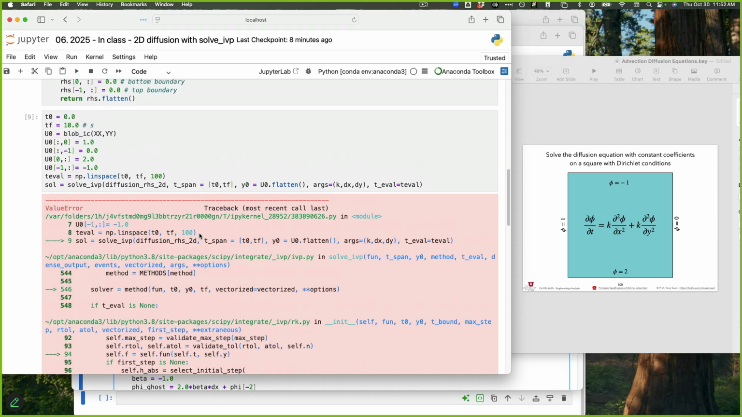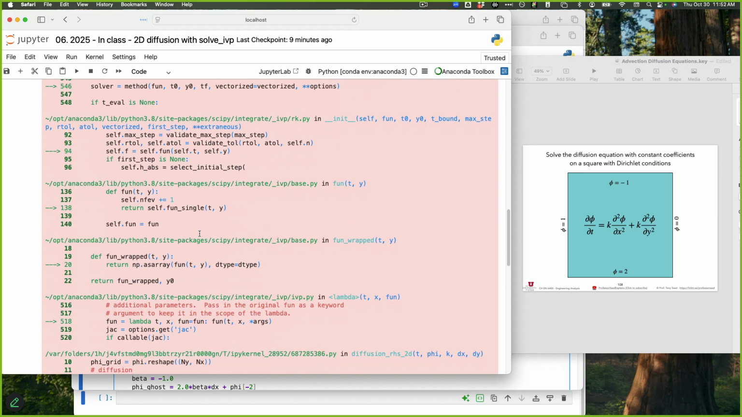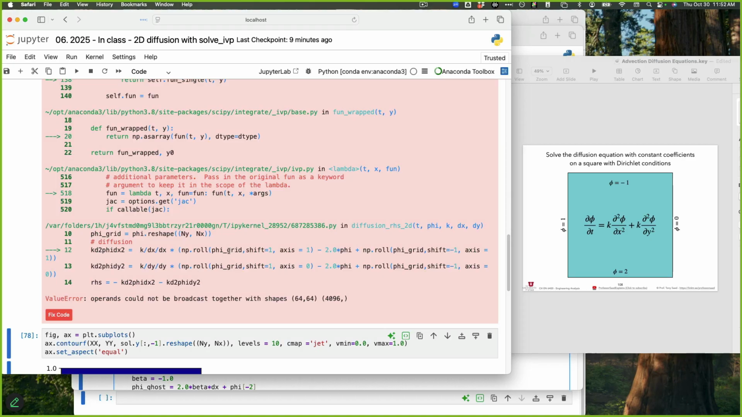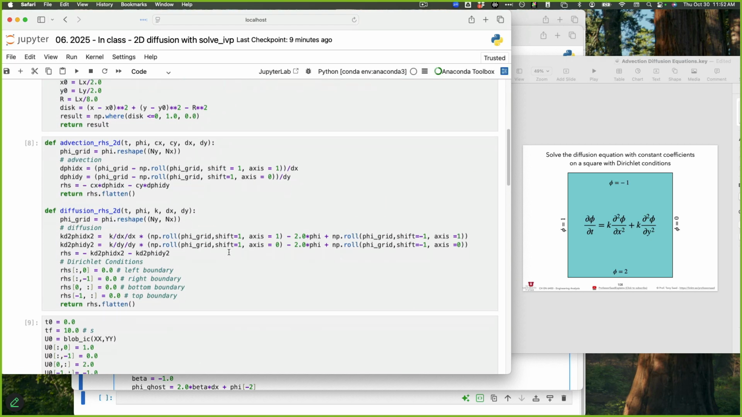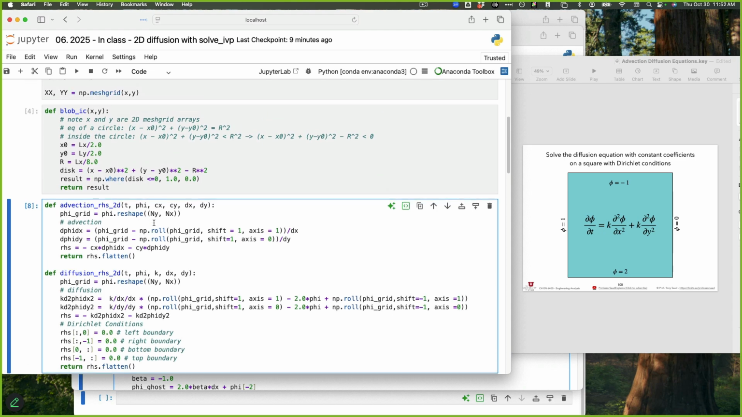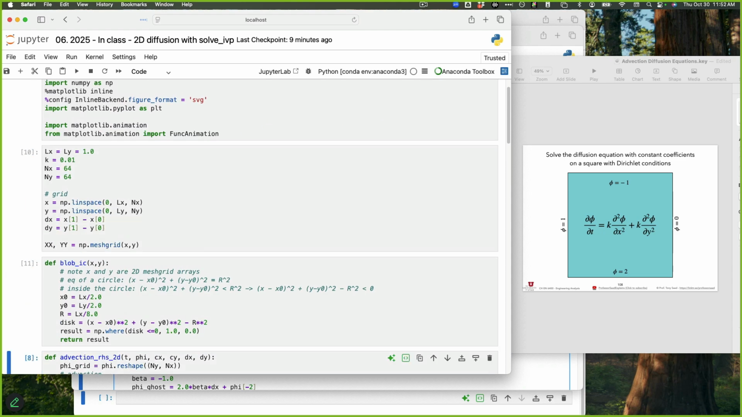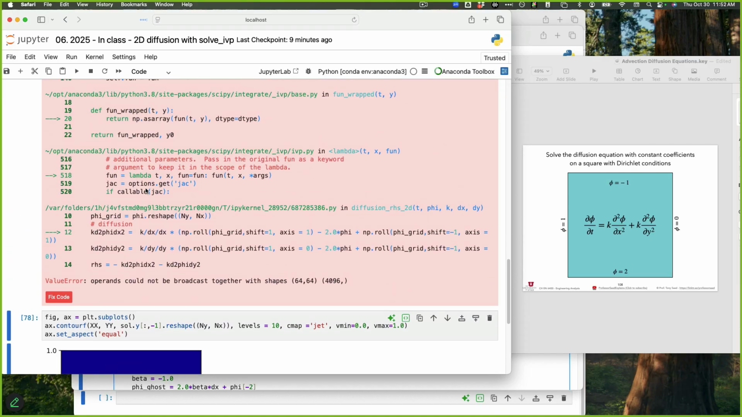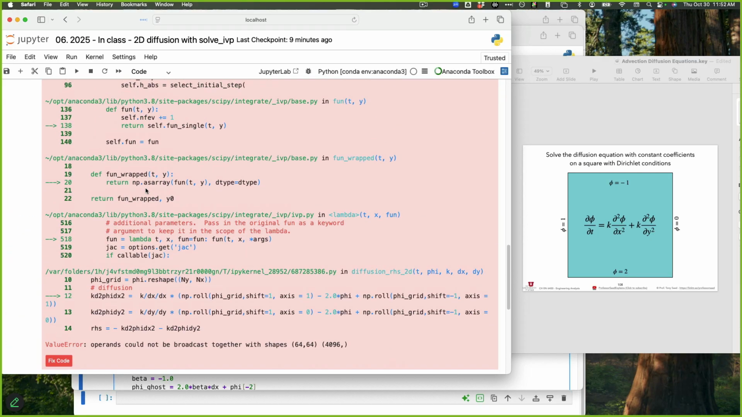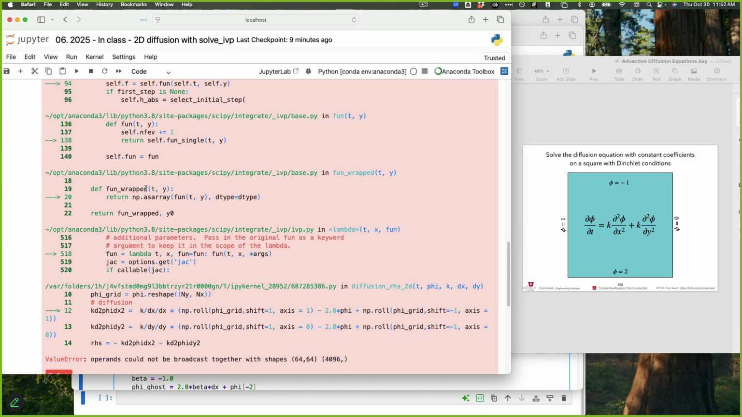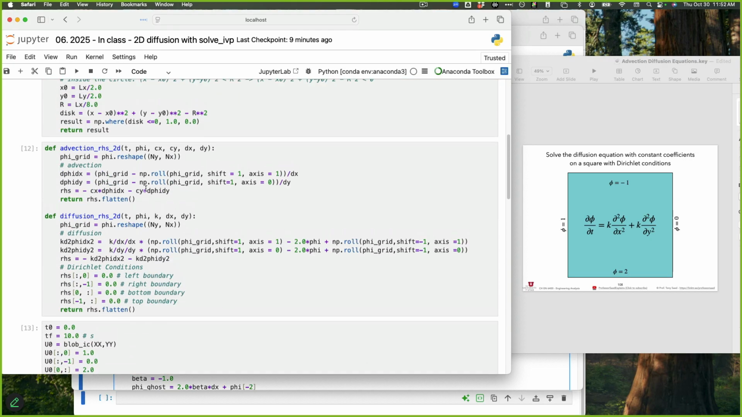Nope, it didn't work. Still another error. And this one, operands could not be broadcast. It's still giving me grief about this. Dot reshape, and y and x. Pardon me? Yeah. In the routine, it's 2 times v instead of 2 times v good.